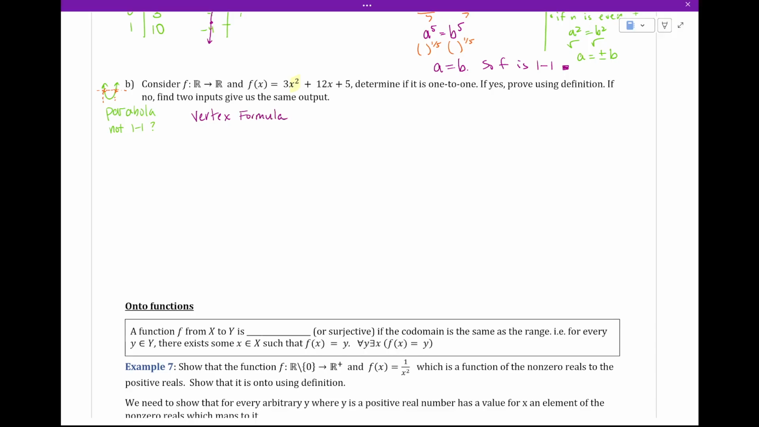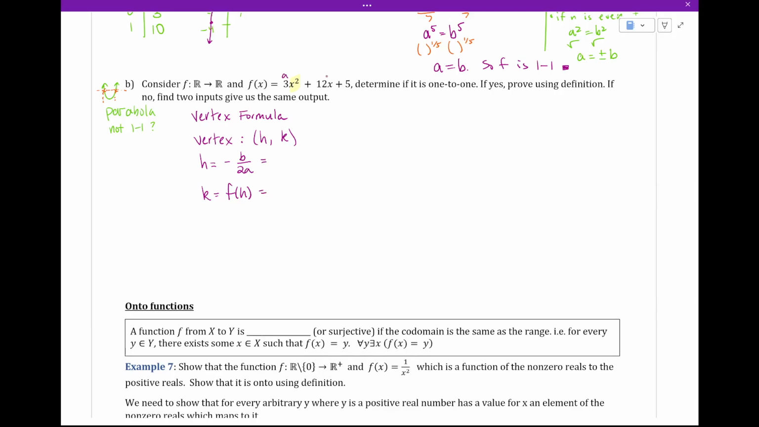So the vertex formula says that the vertex of my parabola is h comma k, where h is negative b over 2a and k is f of h. So I can find those two values. That'll be the vertex, and then I'll have an idea about what my graph looks like.